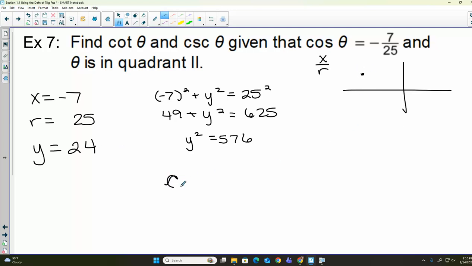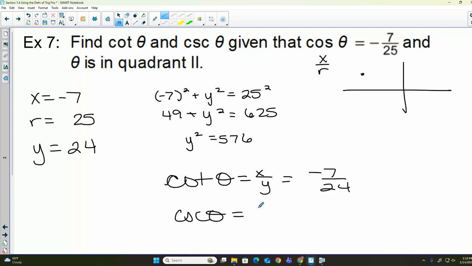So now if I ask for cotangent, what's the definition of cotangent? X over y. So we just get negative 7 over 24. If I want, what was it called? Cosecant. Cosecant's a reciprocal of sine. Sine is y over r, so that would be r over y. That would be 25 over 24.